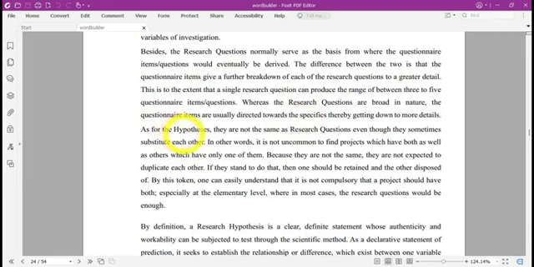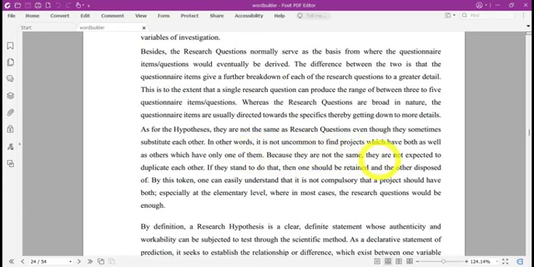As for the hypothesis, they are not the same as research questions. We've talked about this before. Hypotheses are different from research questions. Research questions are the questions you ask in the course of the study, even though they sometimes substitute each other. In other words, it is not uncommon to find projects which have both as well as others which have only one of them. They can substitute each other, but that doesn't mean they are the same.